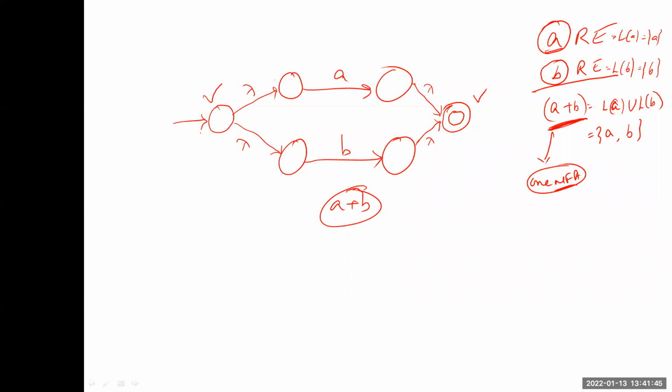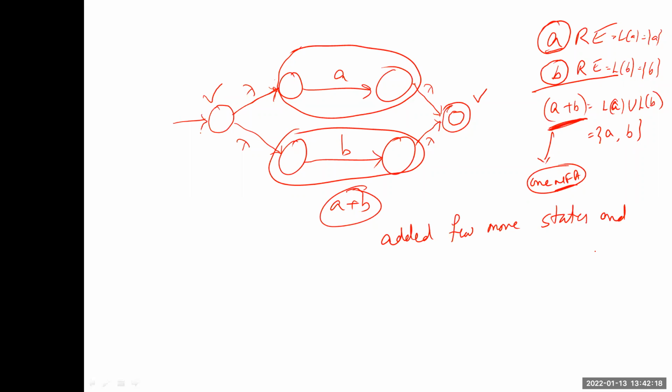Which says that any addition of edges with lambda doesn't affect the original language. Now tell me, have we changed the original non-deterministic finite automata which we constructed for A and B individually? No, sir, not at all. We have not changed anything. What exactly have we done? We have added edges to justify our operation.